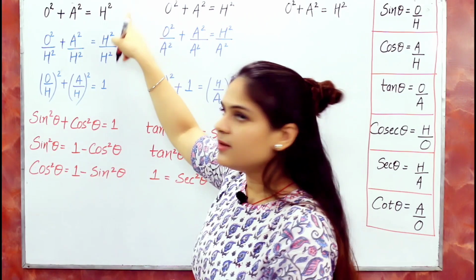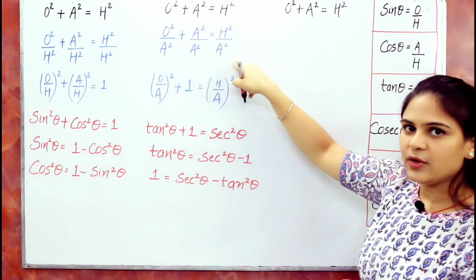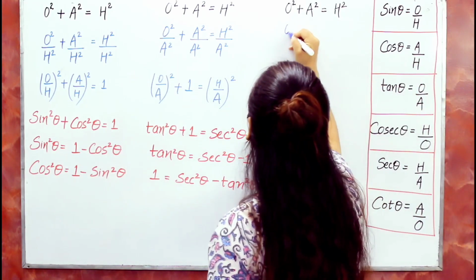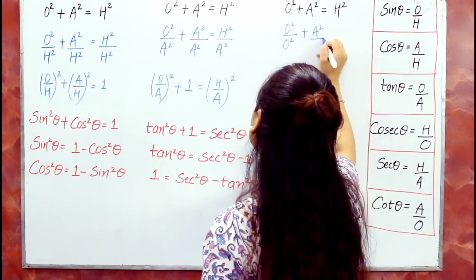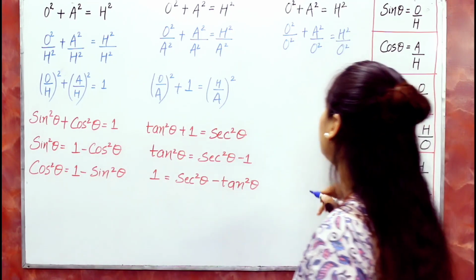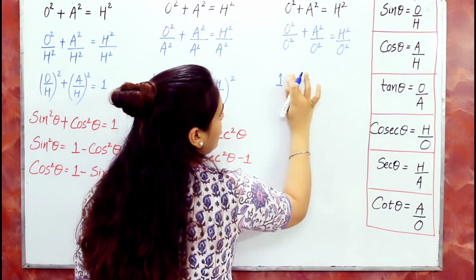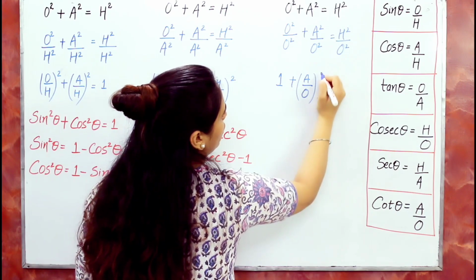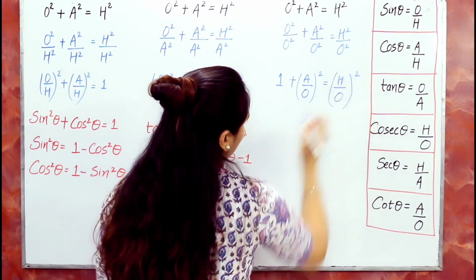Previously we have divided this equation by H square, after that we divided this equation by A square, and now you will divide this equation by O square. So you have to write O square upon O square plus A square upon O square is equal to H square upon O square. This can be written as 1 plus A upon O whole square is equal to H upon O whole square.